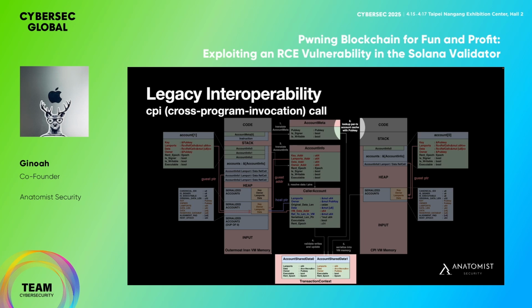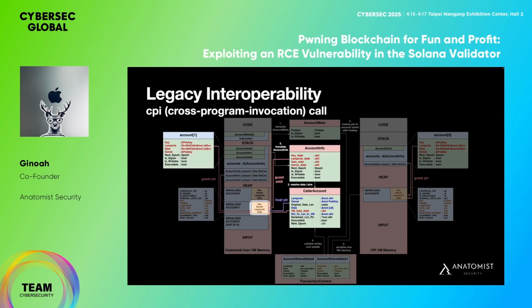Next, using the public key, it looks up the corresponding account shared data in the transaction context. This allows us to write the validated changes back into the transaction context later, which serves as the per-transaction cache. The third step is to retrieve the account info corresponding to the public key and translate the virtual addresses, such as lamport and data, into host pointers. These pointers are stored in a structure called caller data, so they can be used easily later.